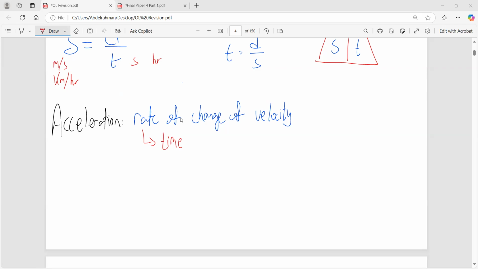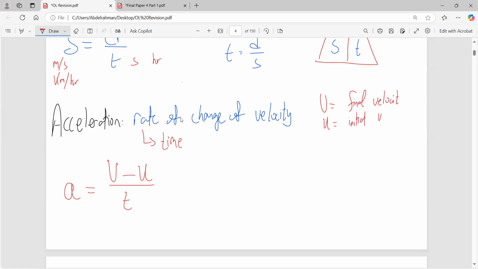Acceleration a equals v minus u over t. Step by step: v minus u over t. What is v? It is the final velocity. What is u? It is the initial velocity. Final velocity, initial velocity. Obviously t is the time. Right? t is the time.